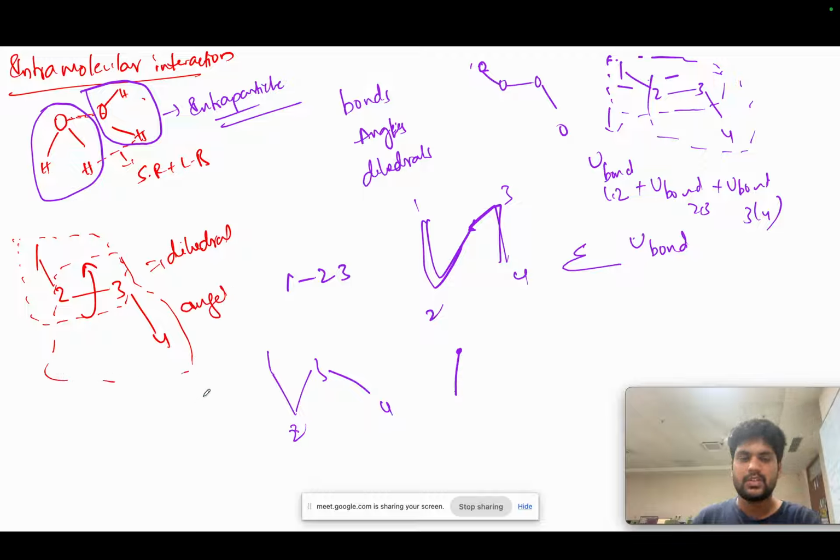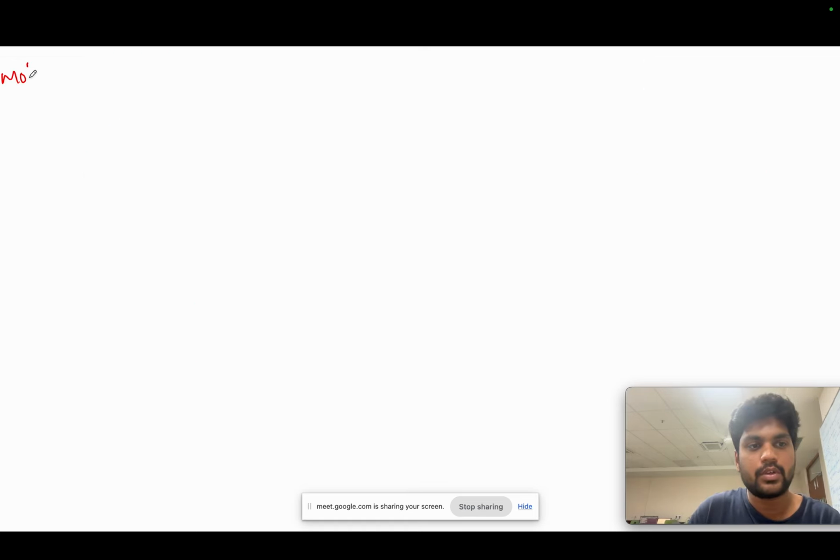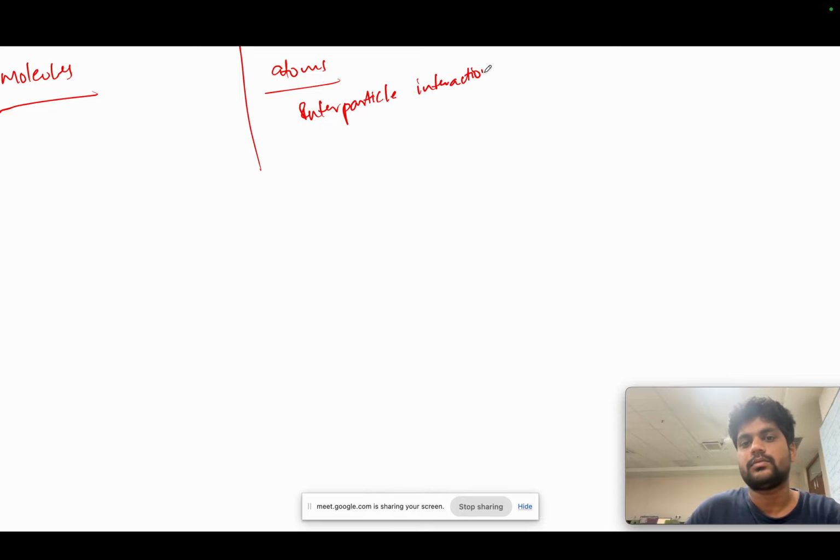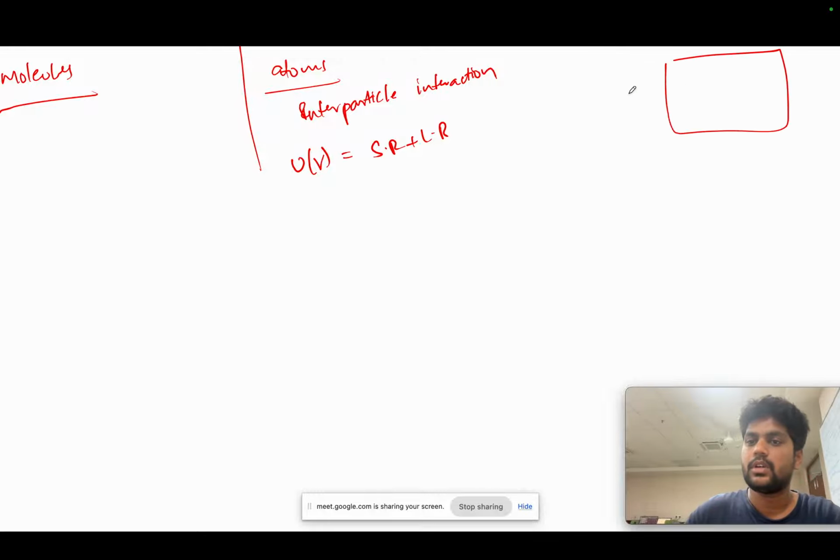There are different types of formulas for this. Now whenever you are talking about molecules, whenever you are taking atoms, if there is no interconnection between these two, then you have only interparticle interactions, where you will calculate U of R with short range plus long range. Don't forget that we removed this one, U of R bar, the interaction with this one. This part we are not writing in any case. I will explain how we can overcome it.